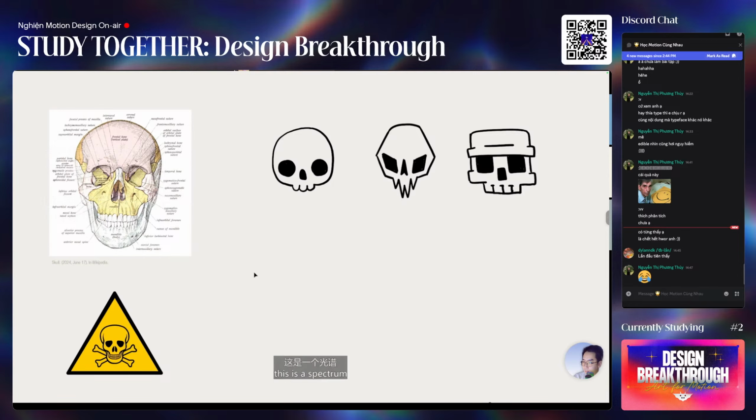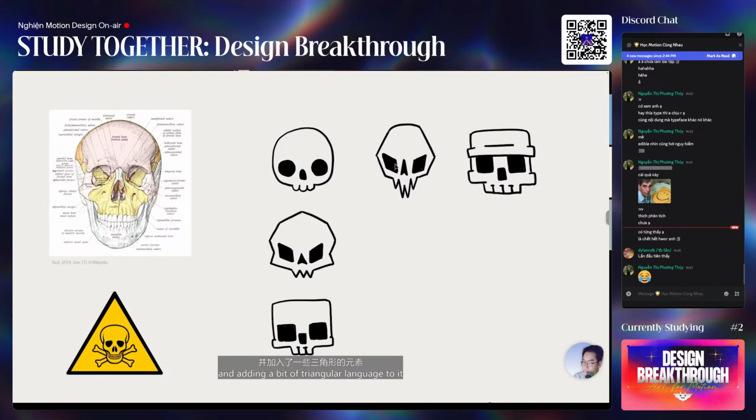But of course, this is a spectrum, so I made a couple more designs, taking the circular design and adding a bit of triangular language to it and a bit more square language to it. So this one seems a lot friendlier than this one, but a little more dangerous and threatening than the purely round one. Same with the square one. It's a bit more friendly and not as stubborn and blockish and brutish.